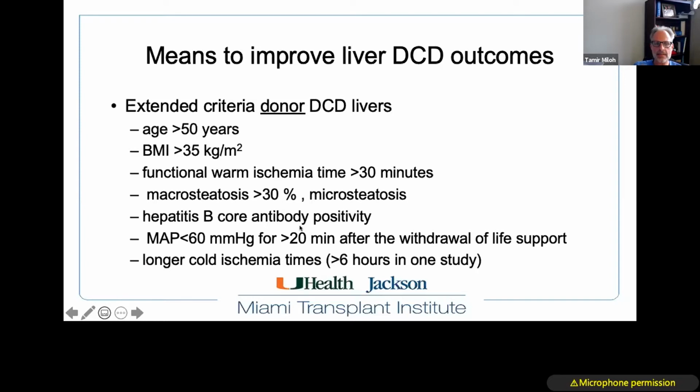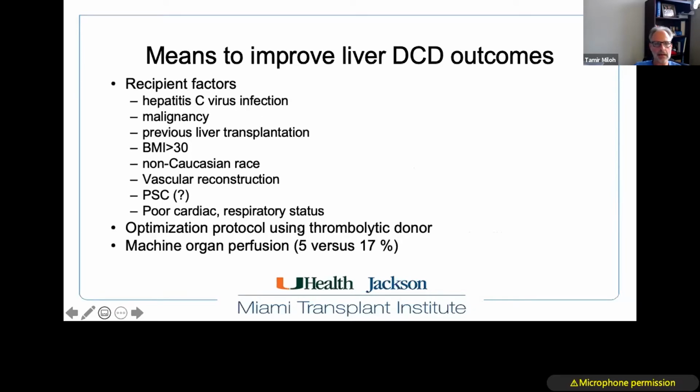Definitely choose the best livers with DCDs. The extended criteria are older livers and patients who have a high BMI. If the warm ischemia is more than 30 minutes, those won't be good livers. If there's significant macrosteatosis or microsteatosis in the liver, probably DCD would not be a good idea. Also the ones who are hepatitis B positive, or if the mean arterial pressure in the donor is less than 60 for more than 20 minutes after withdrawal of life support, there could be more ischemia and longer cold ischemia time.